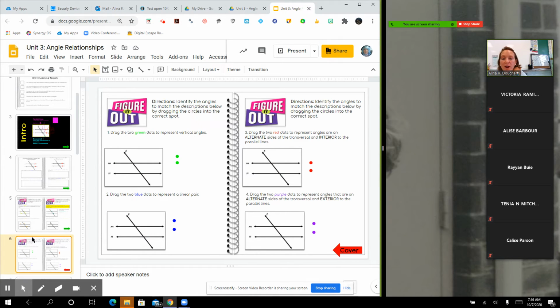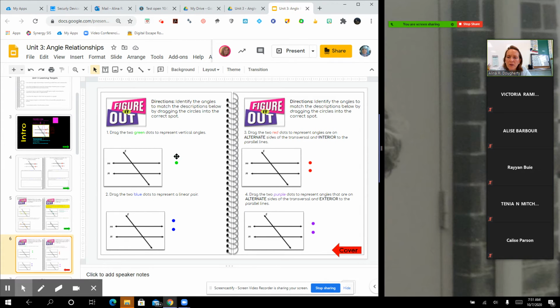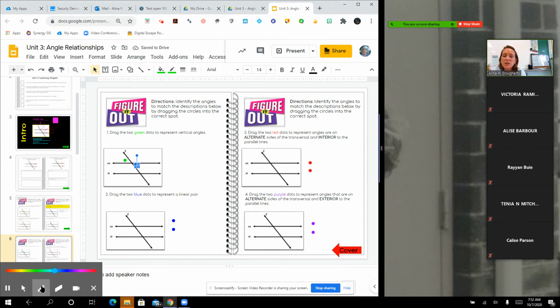All right. Let's go look at the next one. Drag the green dots to represent vertical angles. I want you to try to do this too. I'm going to stop sharing. So if I click on the green, I want vertical angles. I'm going to come over here, and all I'm doing is I click to highlight the dot, and then I'm clicking my arrows. So I've got one acute angle in the northwest intersection. That means for vertical, I need the other northwest intersection. So vertical angles, right?